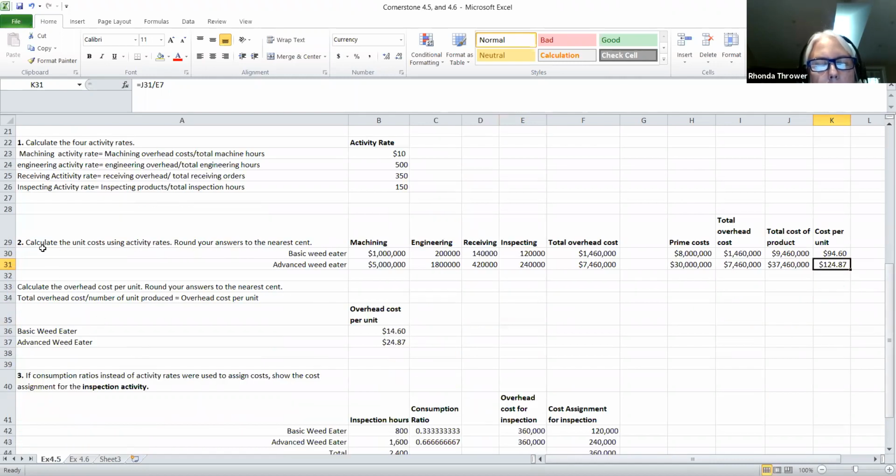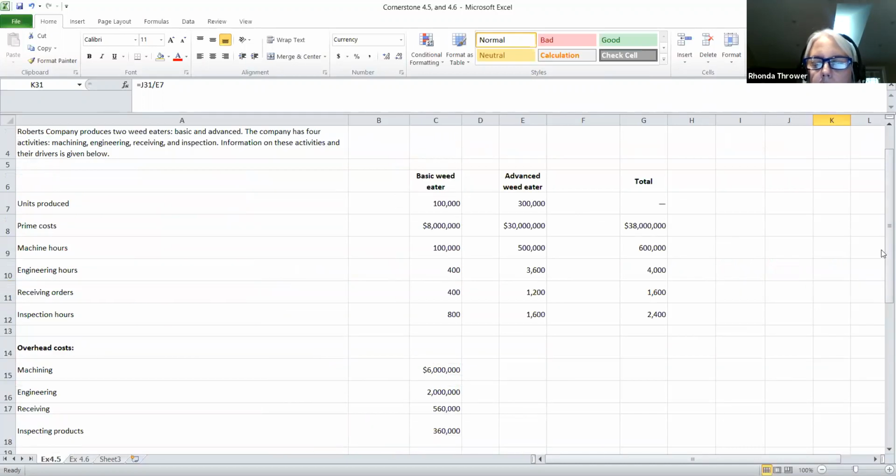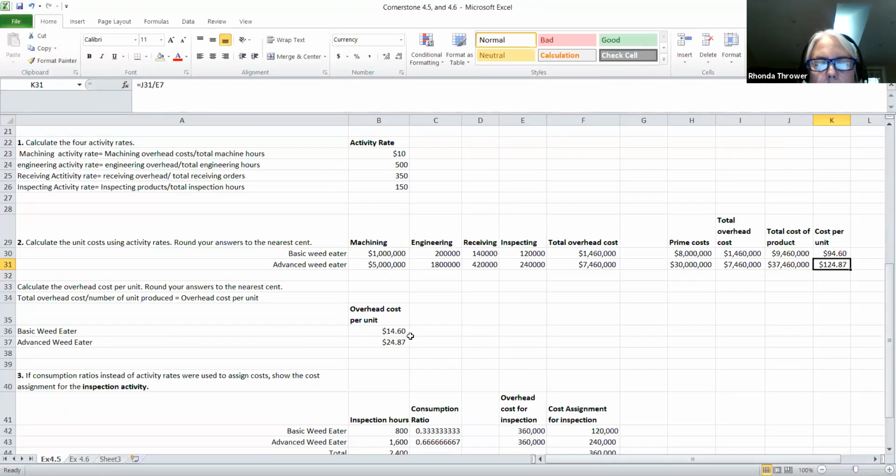Now, in the second part of requirement 2, they have you calculating the total overhead cost per unit. Well, we had to find the total overhead first, and then what you would do is divide that total overhead by the number of basic weed eaters that are produced. That'll give you this $14.60. So the total overhead cost is here. Divide this by the number of weed eaters produced, which was 100,000, and that will give you the overhead cost per unit for the basic weed eater.